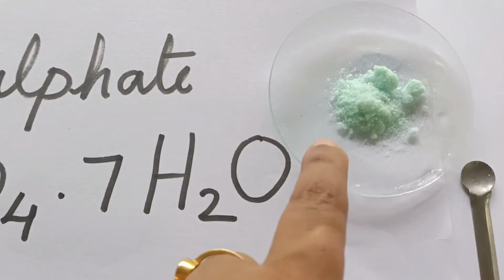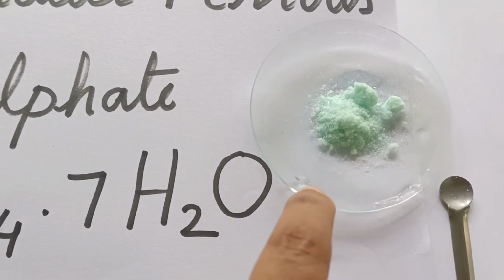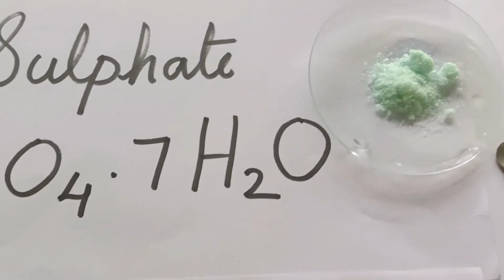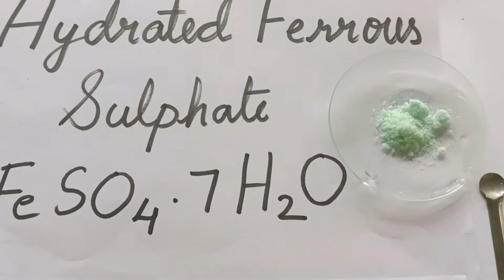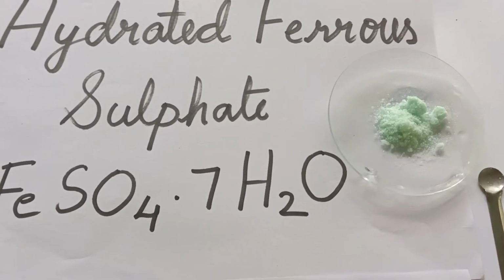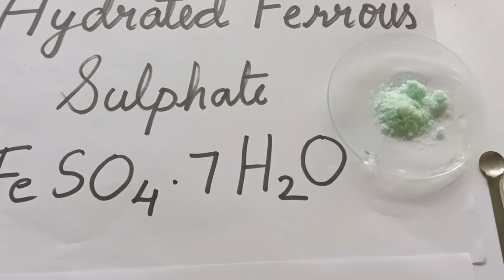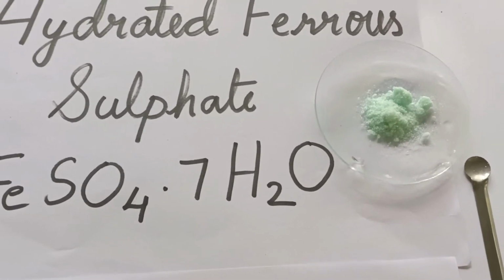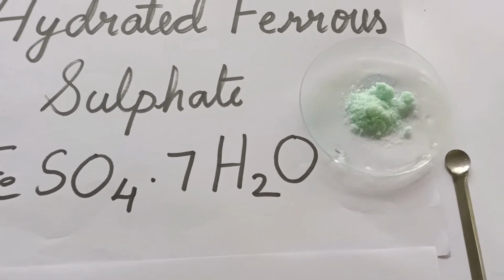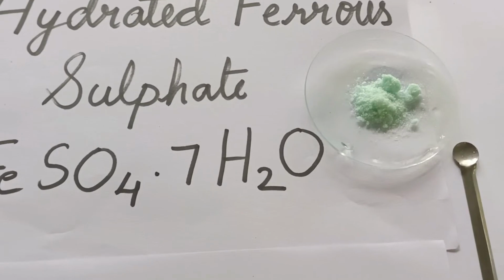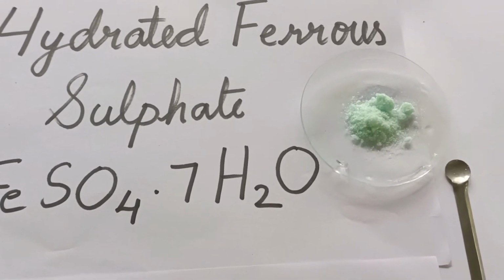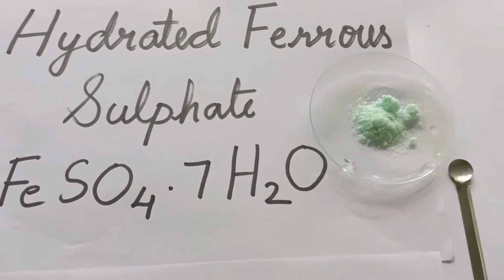If we heat these crystals, it will lose this water of crystallization. That means the water molecules will evaporate and we will get anhydrous ferrous sulphate. When we heat anhydrous ferrous sulphate, it will undergo decomposition reactions to give various products. So let's see what are the products formed in the reaction and what is the nature of the products formed. And you should also see the state of the products formed in the reaction.